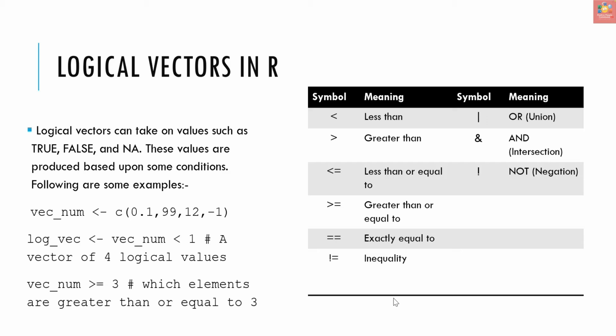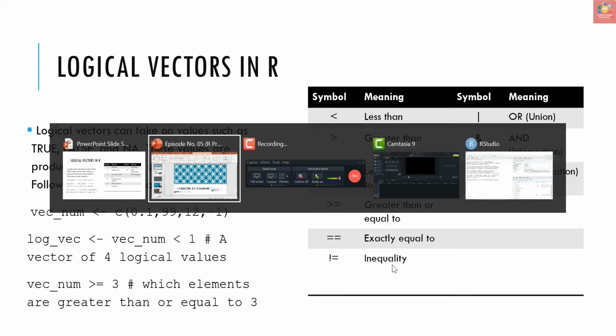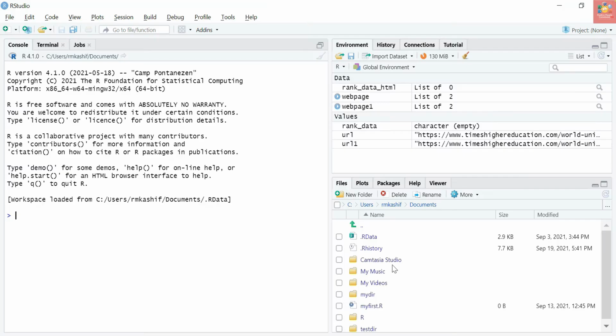What are logical vectors in R? Logical vectors in R can take values such as TRUE, FALSE, and NA, and these values are produced based upon some conditions. So logical vectors are produced based upon some condition. Here is an example table of what the symbols mean. So let's get straight into R to see what this really means.